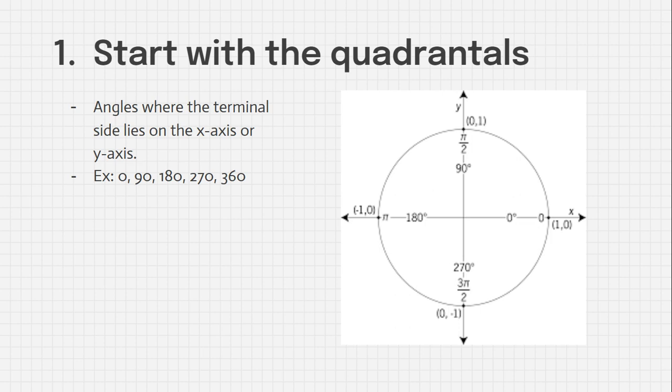So these are basically, it starts off with 0 and increases by 90 degrees. So 0 to 90, and then 90 plus 90, 180, 180 plus 90, 270, and then 270 plus 90, 360.